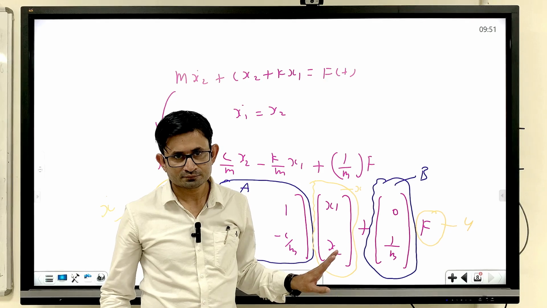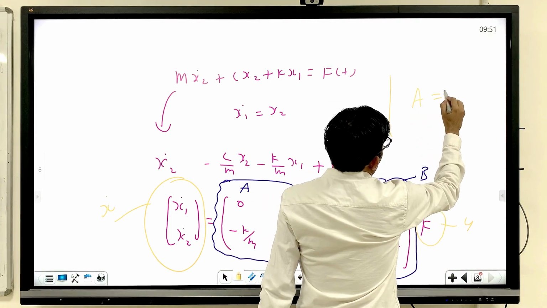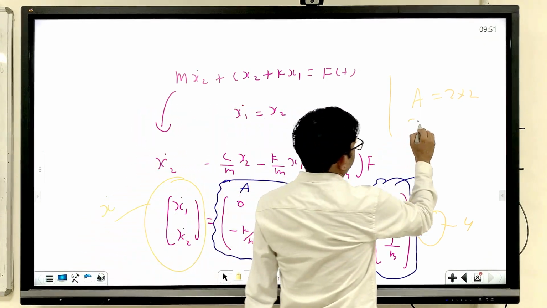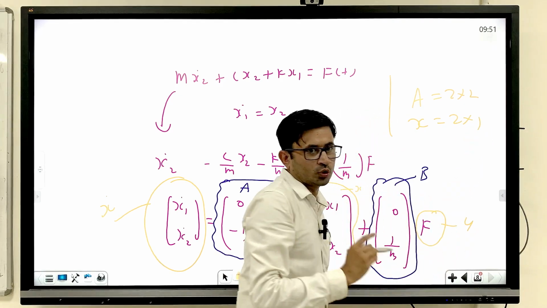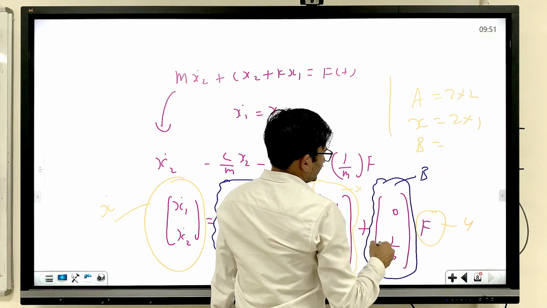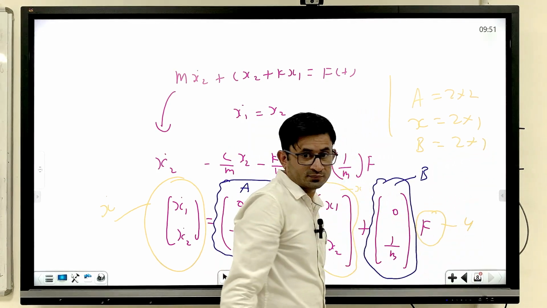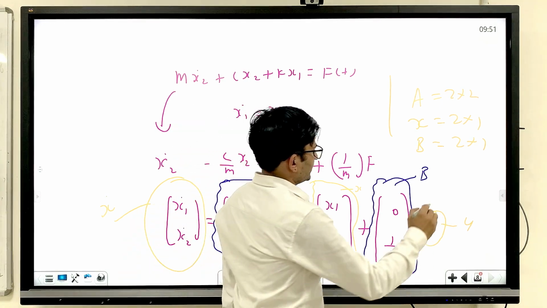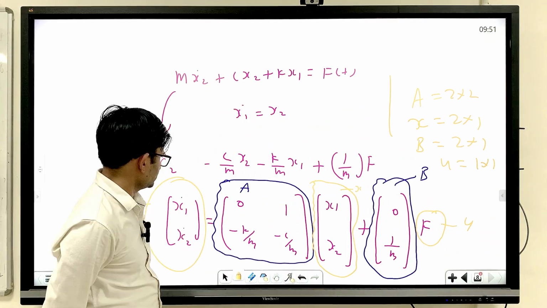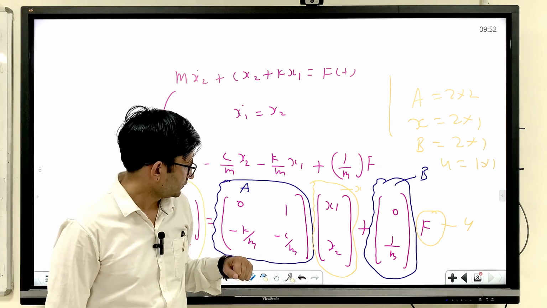So x dot equal to Ax plus Bu. Clear to you? Now here you can comment: A is a 2 cross 2 matrix, a square matrix, and X is a 2 cross 1, 2 rows 1 column matrix. And what is B? B matrix is 2 cross 1. And what is the U matrix? 1 cross 1. So x dot equal to Ax plus Bu, you found out the general expression.